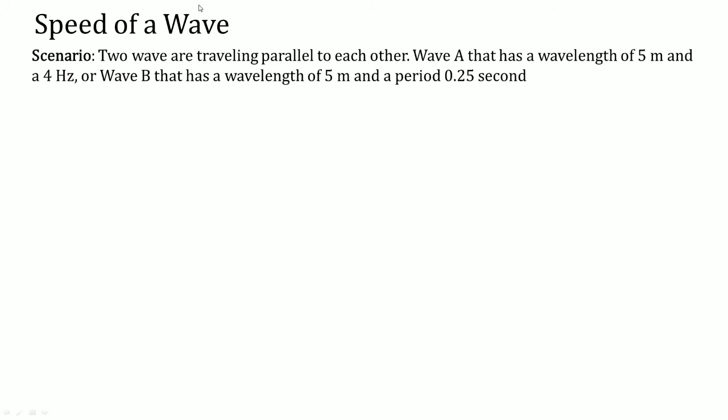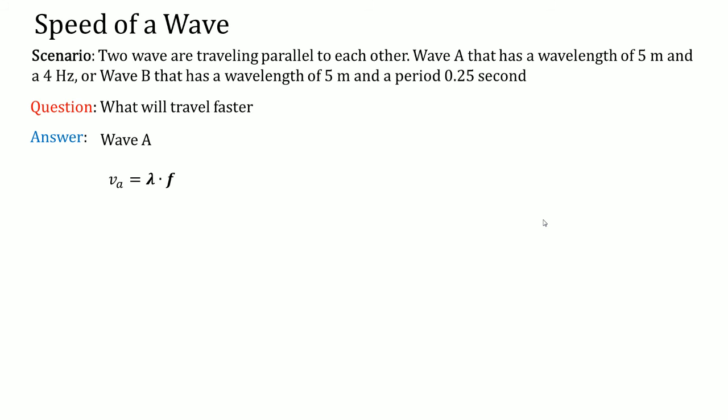Let's look at a problem where we are asked to determine the speed of this wave. The scenario: two waves are traveling parallel to each other. Wave A has a wavelength of 5 meters and a frequency of 4 hertz. Wave B has a wavelength of 5 meters but a period of 0.5 seconds. So the question: which one would travel faster? The answer, let's take a look.